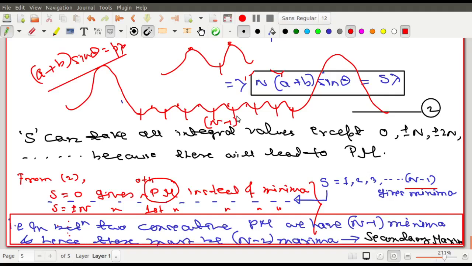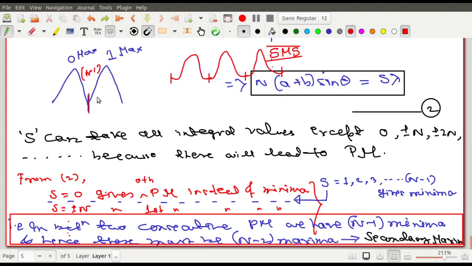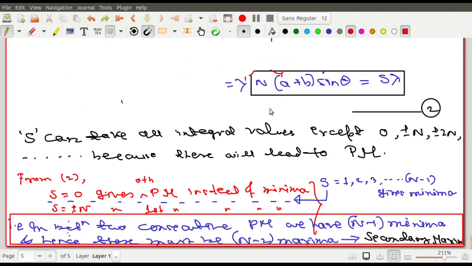Now you will say, sir, why? How do you know that their intensities are less? Definitely I will show you next. I will show that. I hope it is clear now how you get two sets of maximas over here. So how two sets of maximas arise is hopefully clear to you. Let's discuss more.